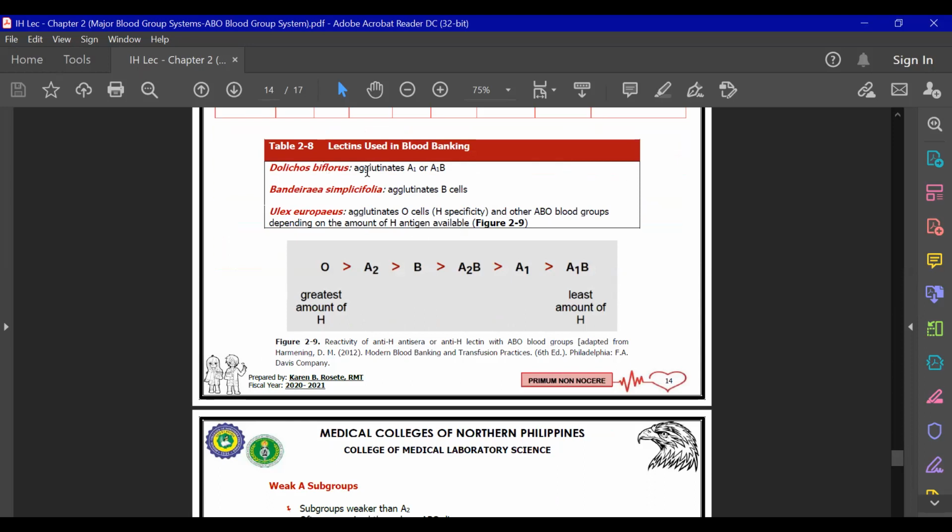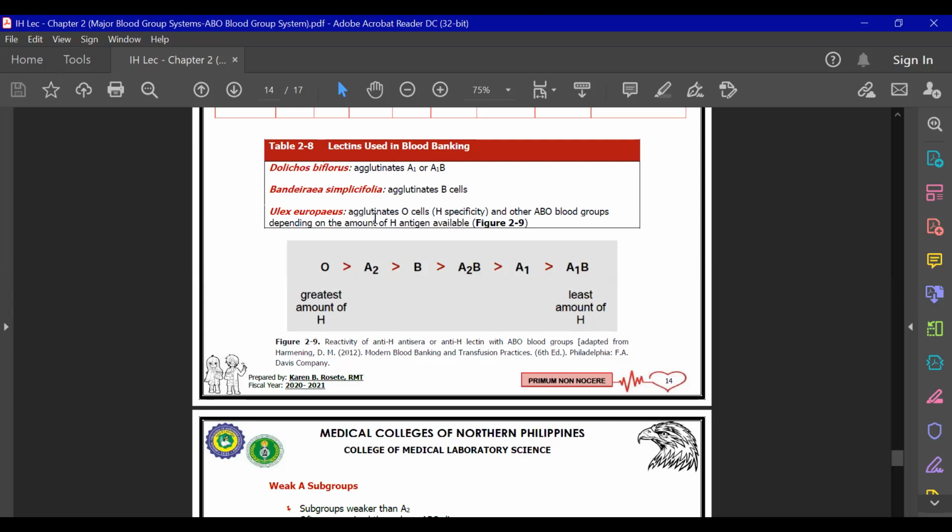Okay, you have to memorize this. Lectins used in blood banking. We have here Dolichos biflorus. This is your anti-A1 lectin, and this agglutinates now your A1 and your A1B cells. So we have here Bandeiraea simplicifolia. This is the source of your anti-B lectin. Okay, so this anti-B lectin agglutinates now your B cells. And we also have here your Ulex europaeus. This is the source for your anti-H lectin, and this agglutinates your O cells.